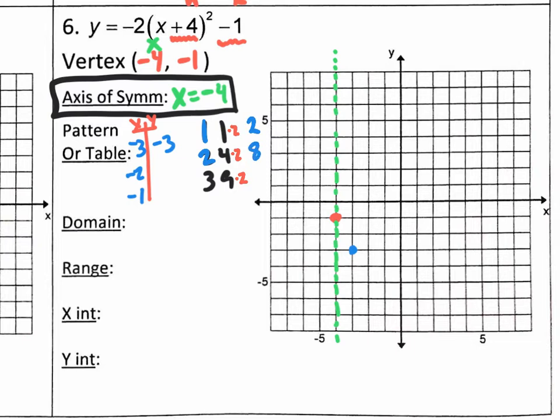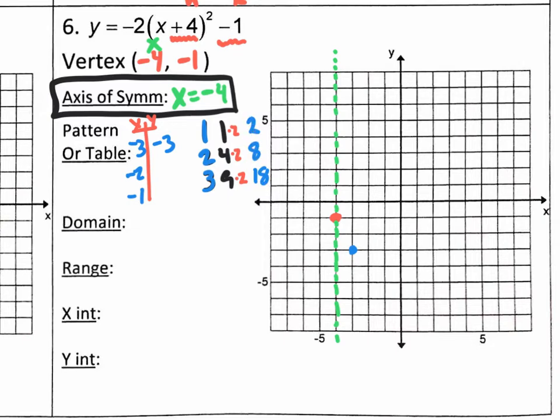4 times 2 is 8. And 3, 9 times 2 is 18. So the blue numbers are the new pattern. 1 over 2 down, 2 over 8 down, 3 over 18 down. The original pattern was 1, 1, 2, 4, 3, 9, but we had to modify the 1, the 4, and the 9 by that new A value of 2. Multiplying all those outputs of the pattern, you get the new outputs of the pattern, 2, 8, 18.